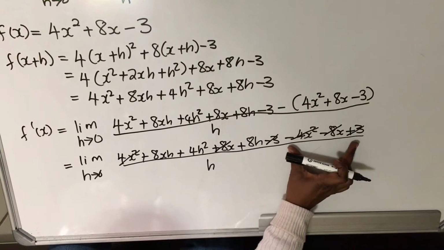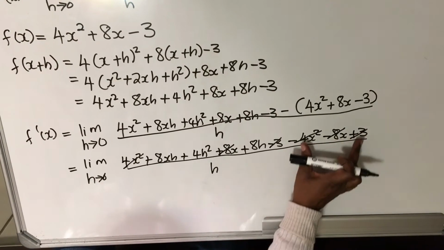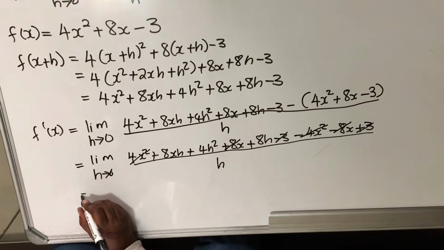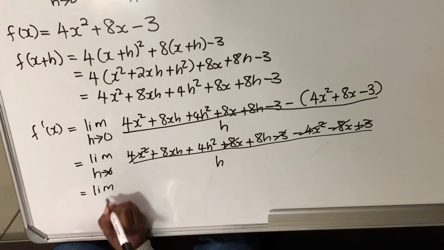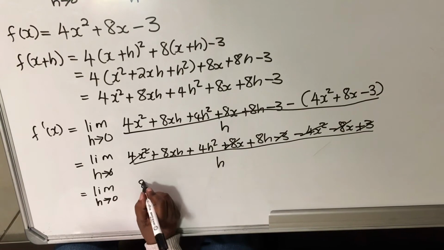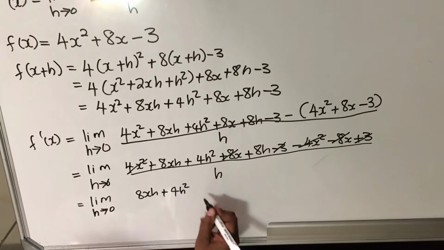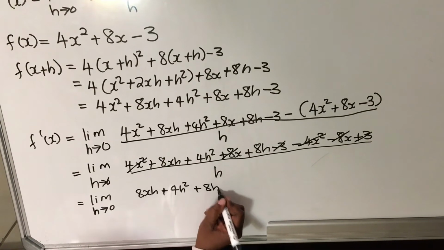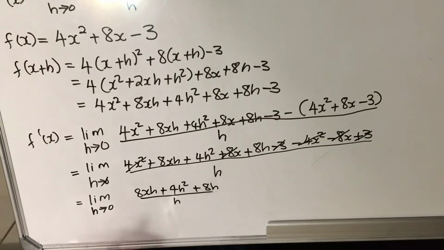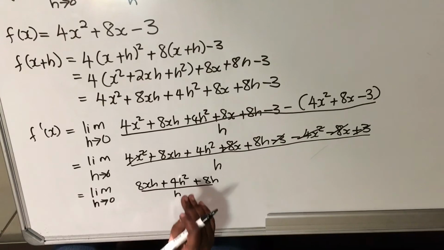Actually, do you see the function? The whole function is cancelled out. That's what you must look for. You must get that. And then we have limit as h tends to 0. What am I left with? 8xh plus 4h squared plus 8h. This is what I'm left with, divided by h. And then you take out a common factor.